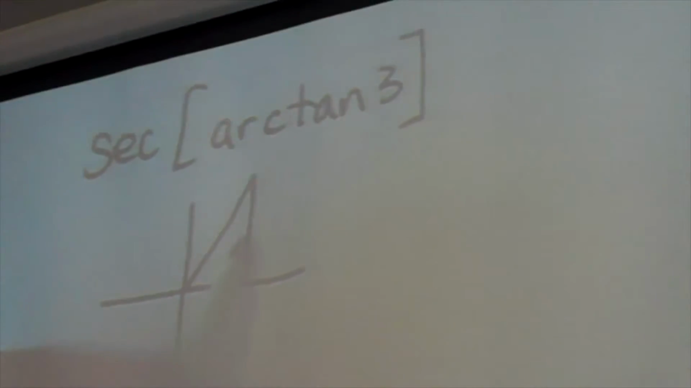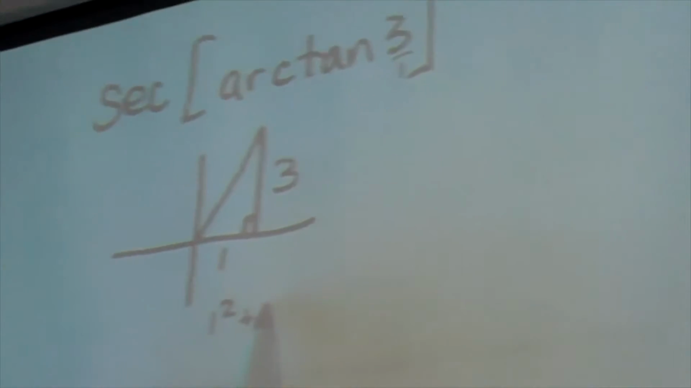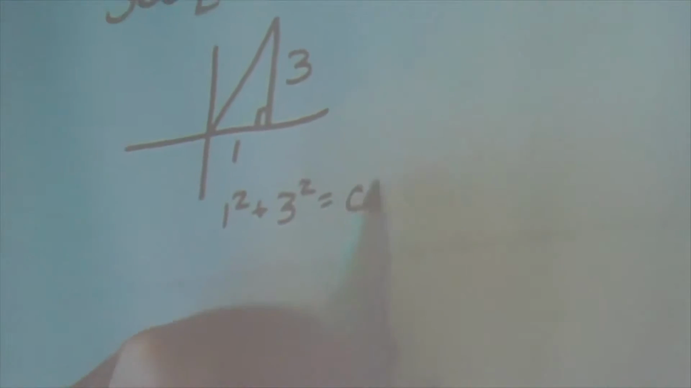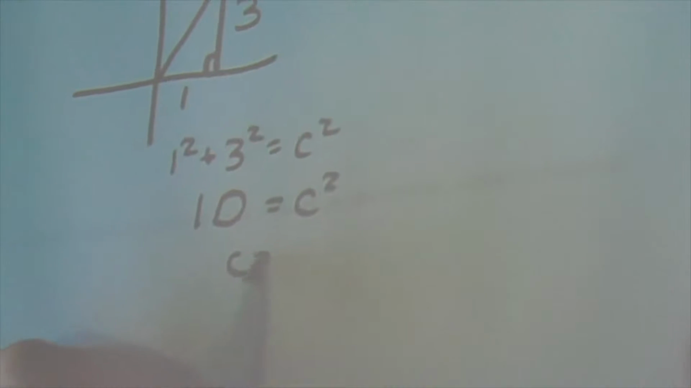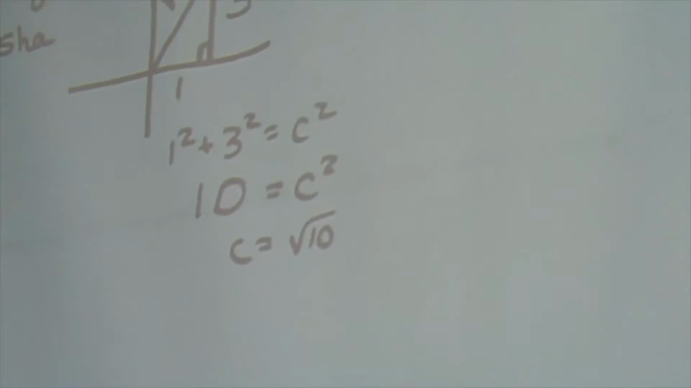Because it's a positive tangent value. Tangent is opposite over adjacent. If I do Pythagorean theorem, 1 squared plus 3 squared equals c squared. That would be 10 equals c squared. So c is root 10. So the secant again is the sha in Choshakao. So that would be hypotenuse over adjacent, which would be root 10 over 1, which is just root 10. Simple.